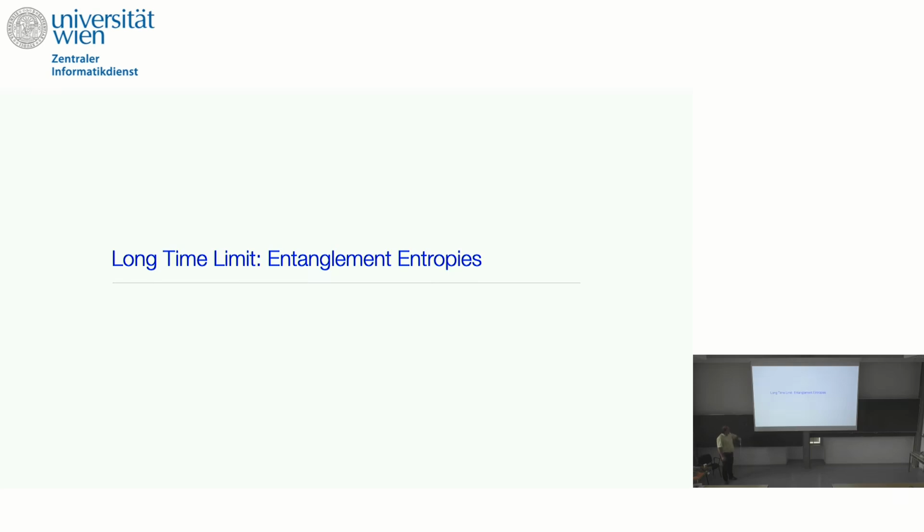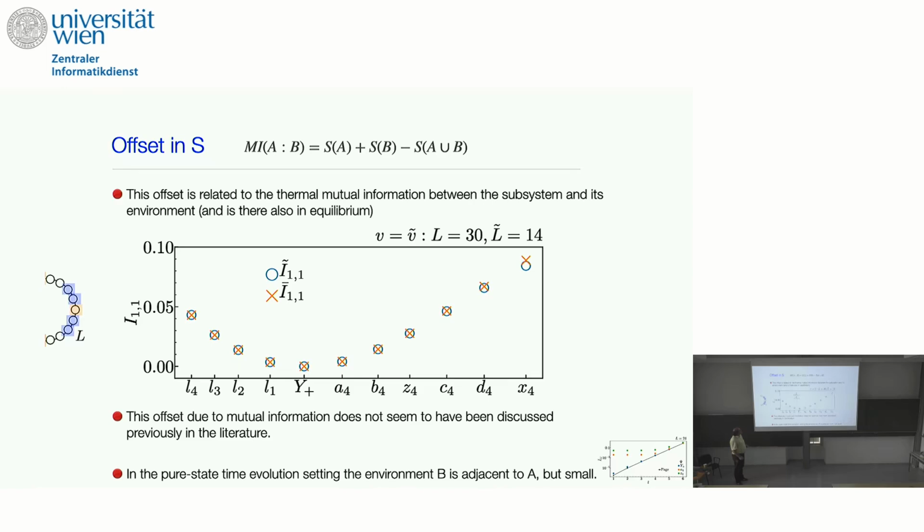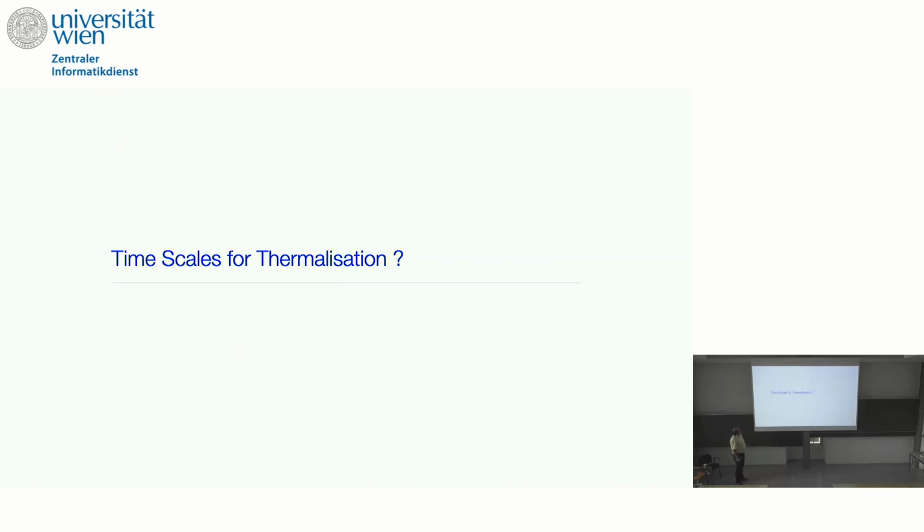Yes, and so I have to see how I'm doing in time. 5 minutes. Okay, then perhaps I skip this part on the entanglement entropies, so you can read that in the paper or ask me in the break, but there's evidence for the appearance of this area law contribution, which has to do with mutual information. But now what we would like to understand are timescales for thermalization.